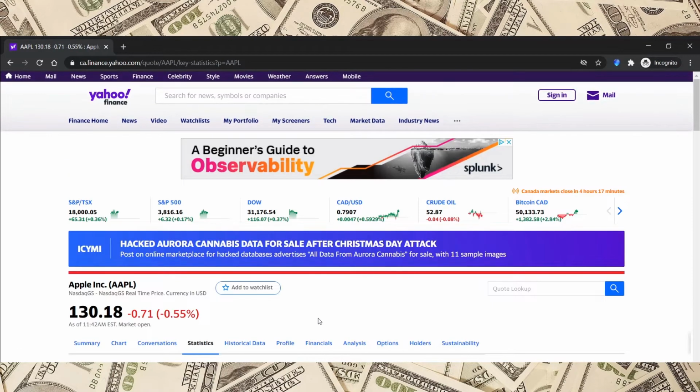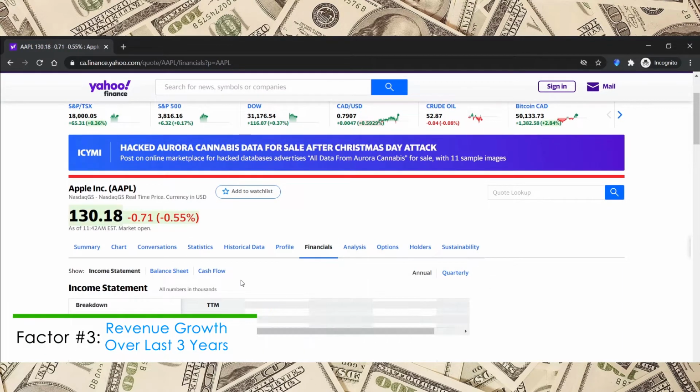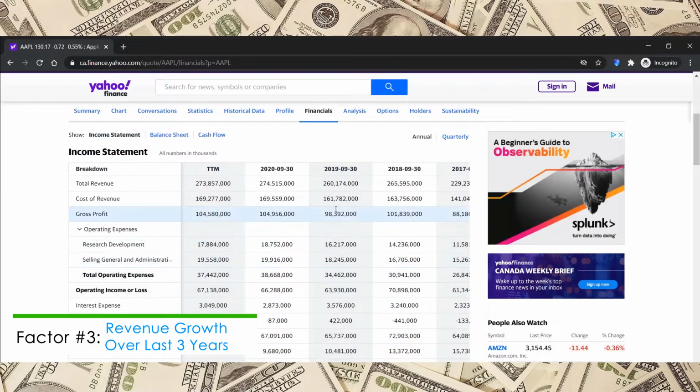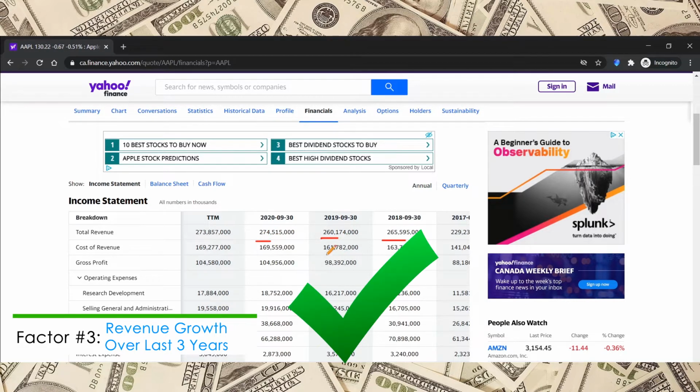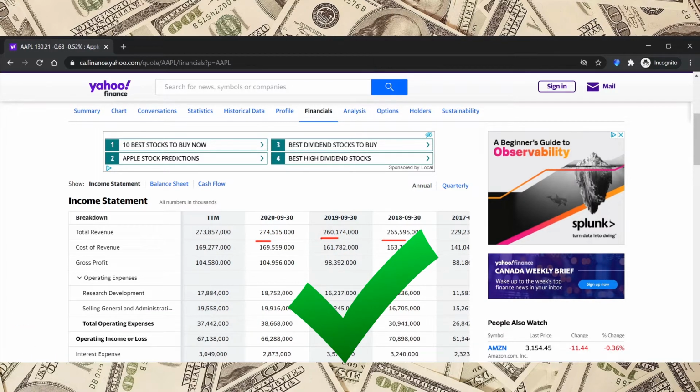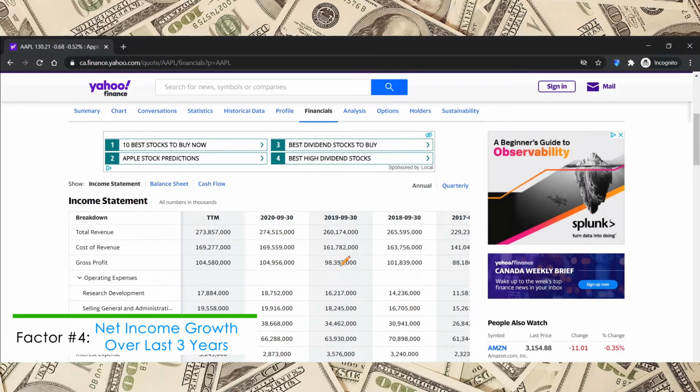Revenue growth, that should be on the income statement. Let's just look at the last 3 years or so that it's reported. You're looking at 265, 260, a little dip, then 274. That's good. So check mark here. We're seeing some revenue growth here over the last 3 years. Perfect. Let's look at factor number 4, which is net income growth.